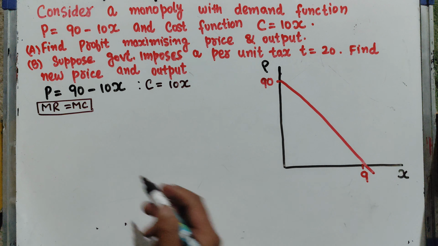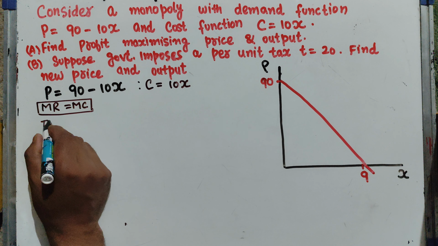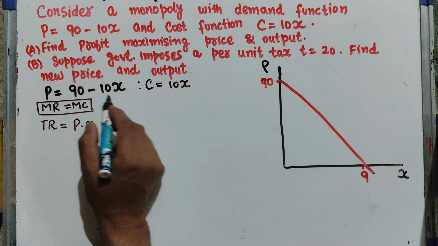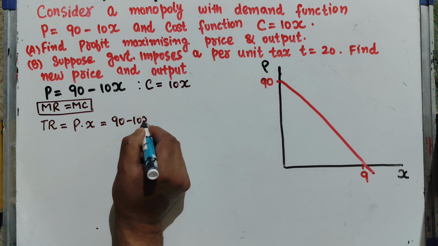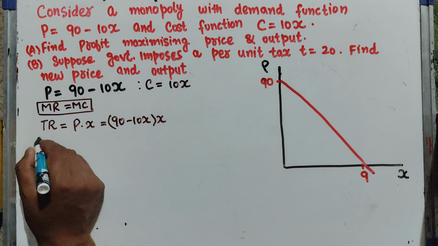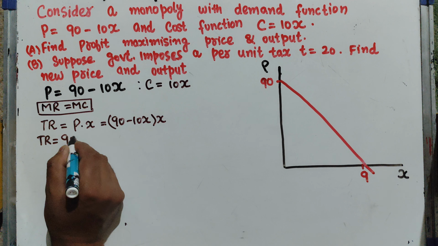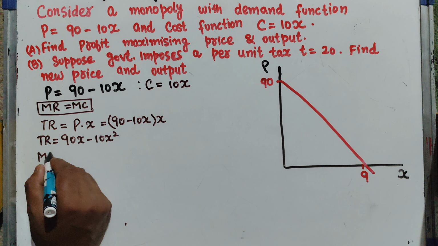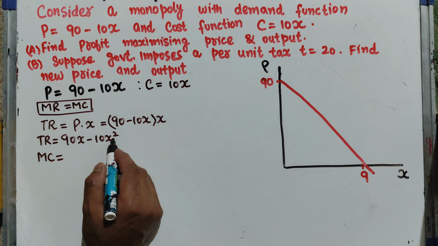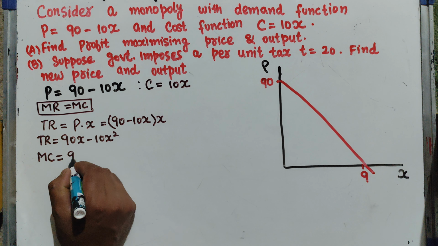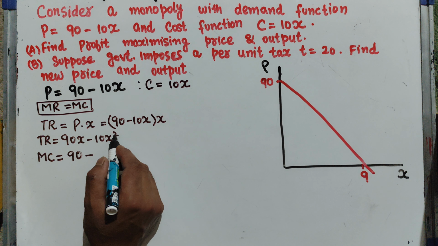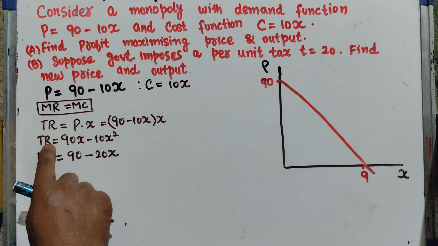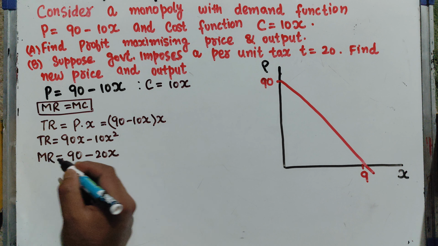Okay, so as we know, to find our marginal revenue, first we need to find out the total revenue, which is price into output, which will be equal to, so P is 90 minus 10x, to this we multiply by x. So total revenue will be equal to 90x minus 10x square. Marginal revenue, as you know, it is simply the derivative of the total revenue function with respect to x. Derivative of x in the first term is 1, so we are left with 90, minus derivative of x square in the second term is 2x, so 2 into 10 is 20x. Okay, sorry, we are calculating marginal revenue. I have written marginal cost.